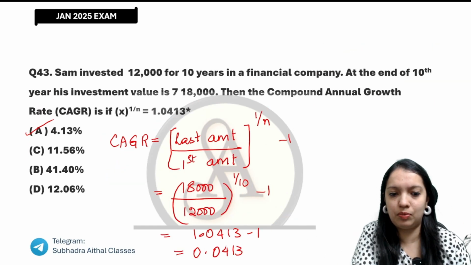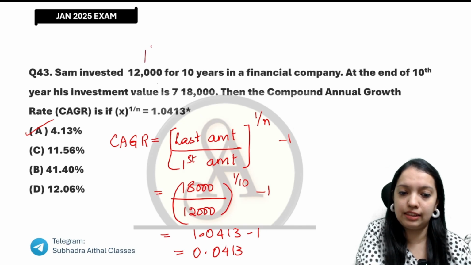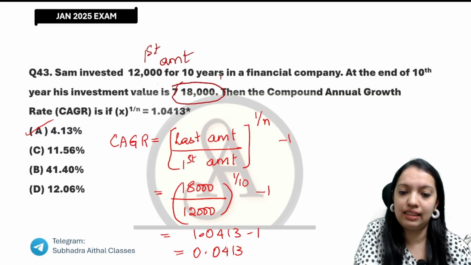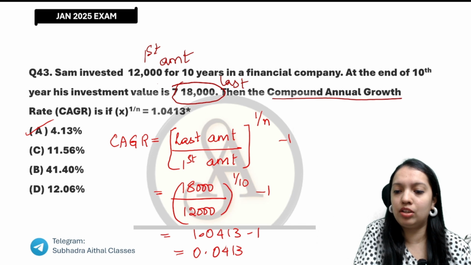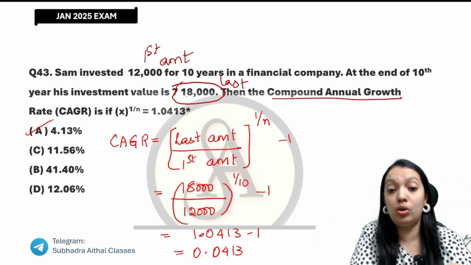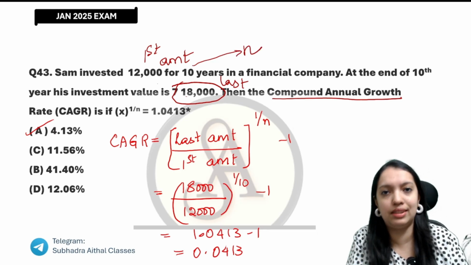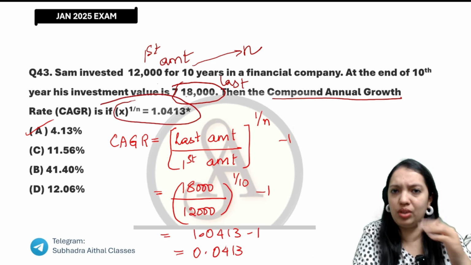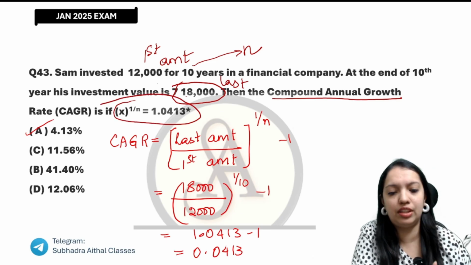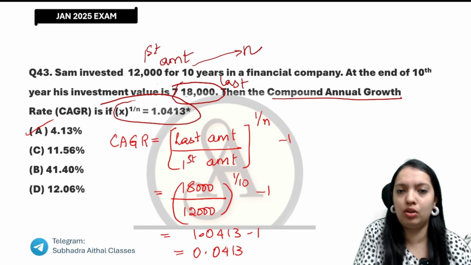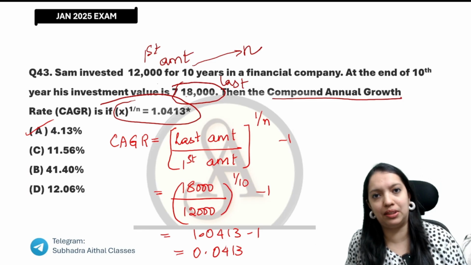Next question, Sam invested 12,000. Remember, this is the first amount that he is investing, and the total investment value became 18,700. This is the last amount that you have. Compound annual growth rate is last amount by first amount, 18,700 by 12,000, whole to the power of 1 by n, minus 1. N value is 10 years. How do you do power 1 by 10 on a calculator? No need to do it as of now. The clue is directly given in the question. Use it. 1.0413 minus 1, you get 0.04 or 4.13%.